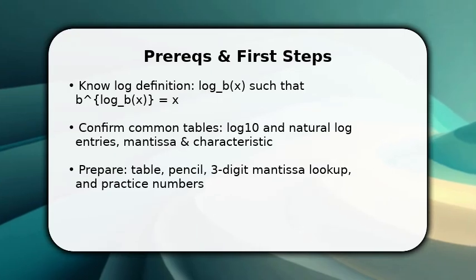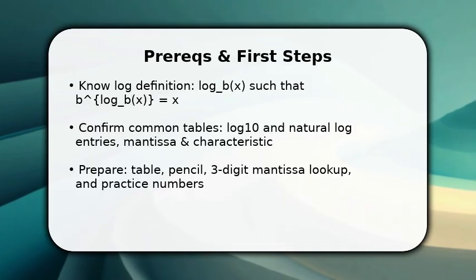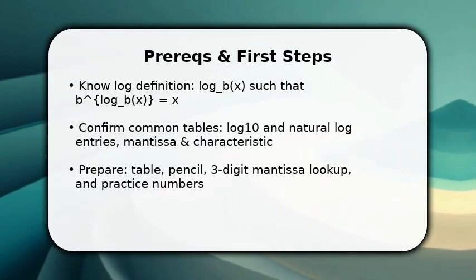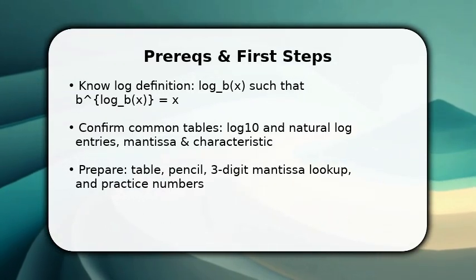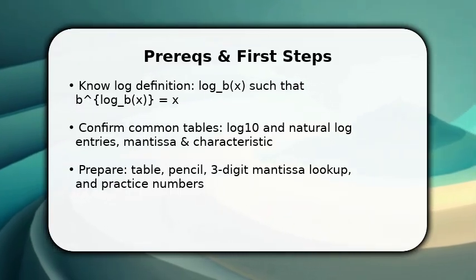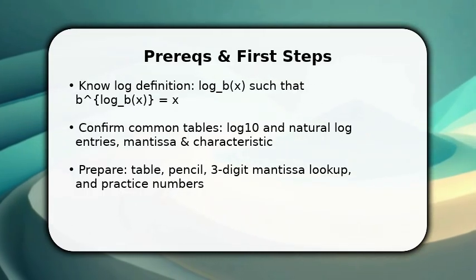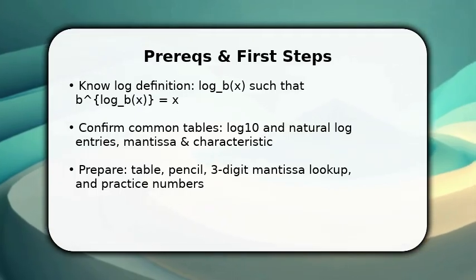You begin by checking base and form. Are you using log 10 or natural log? Once done, normalize the number into mantissa plus characteristic. Move the decimal to make 1 ≤ n < 10, and record the exponent as the characteristic. Now round the mantissa to the table precision, typically 3 digits. This is the value you'll look up.